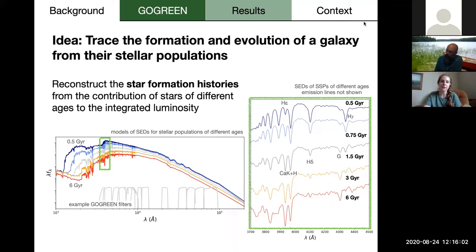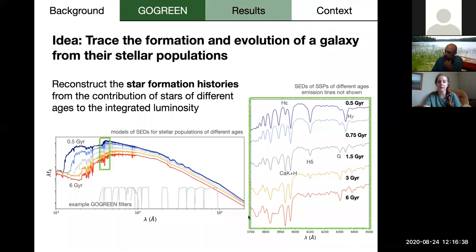In reconstructing the star formation histories from the integrated luminosity, you want to figure out the weighted contribution of stellar populations of different ages. So you can use the fact that the SEDs evolve as a function of time and that they look different depending on their age. So broadly on long wavelength scales, you can use photometry, where these gray lines here show several different example filters, to capture the overall shape of the SEDs and distinguish young populations from old populations, but there are also significant differences on small scales.